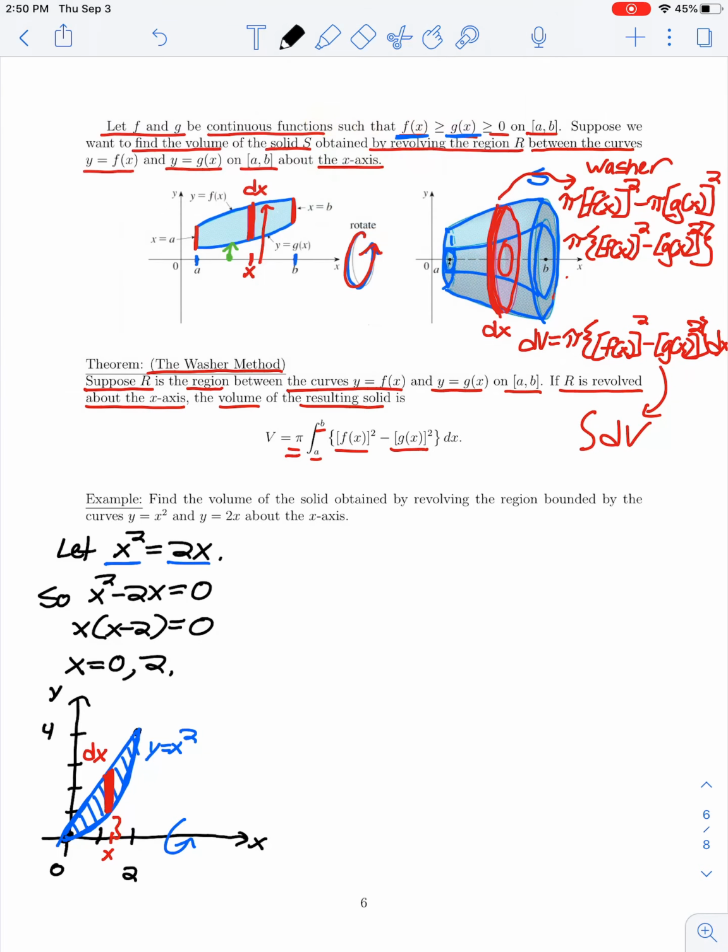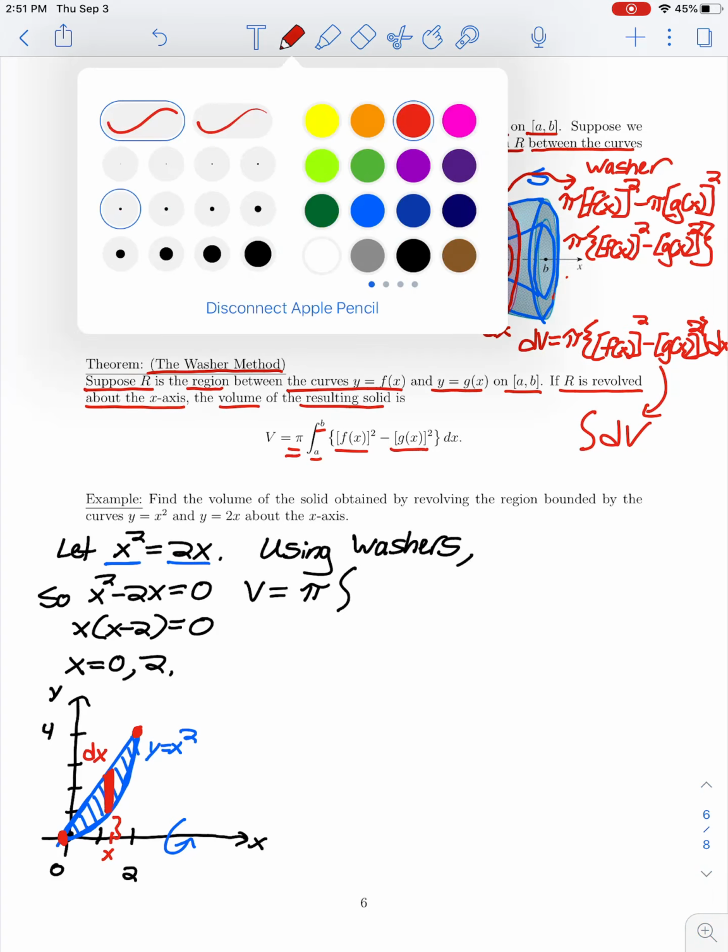So using the washer method, the volume of my solid would be given by pi times the integral along the x-axis from x equals 0, which was our first point of intersection, and x equals 2, which gave this second point of intersection.